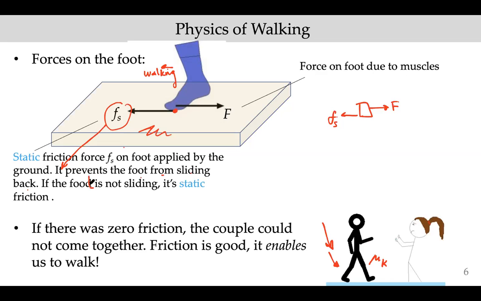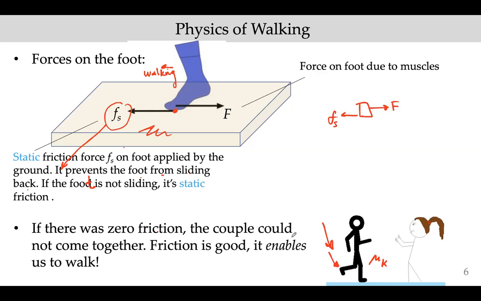If the foot is not sliding, then it's static friction. So we have to use static friction. If there was zero friction, it's almost like trying to walk on an icy surface, because the friction is extremely small. I'm sure you experienced this. It's extremely hard to walk on an icy surface. And if it's completely zero, then this couple in the animation could not come together. So friction is good. It enables us to walk.